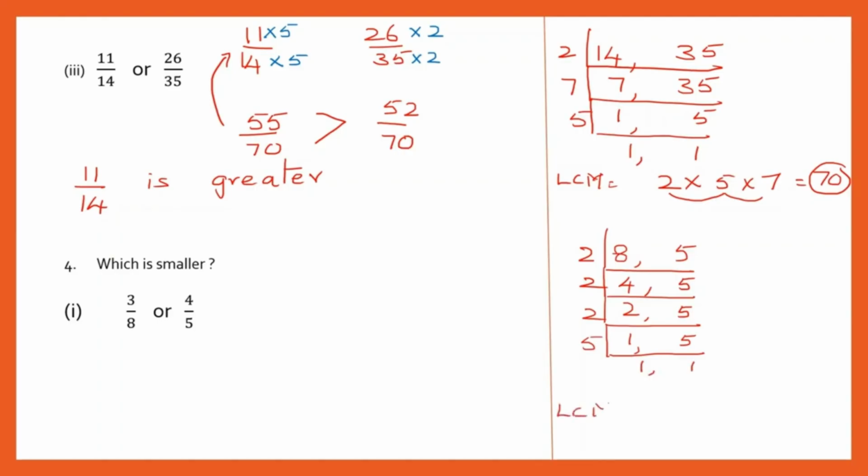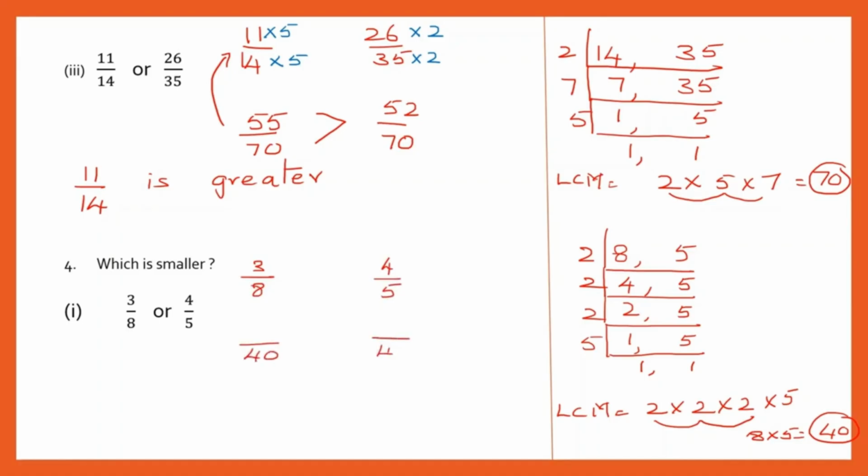Now the LCM will be, count all the 2s. There are 3. 2 into 2 into 2 into 5. 2 2s are 4. 4 2s are 8. 8 into 5 is 40. 8 5s are 40. So I can use 40 as my common denominator. So the two fractions are 3 by 8 and 4 by 5. Now my common denominator is 40.